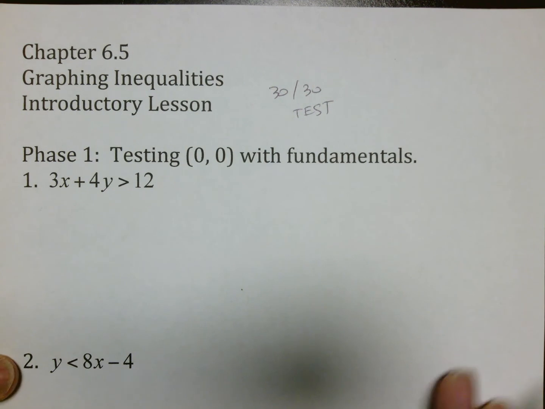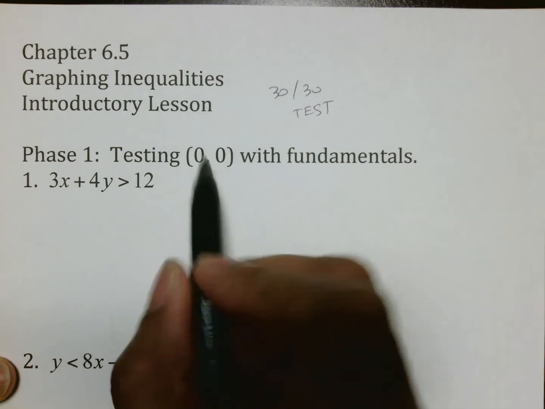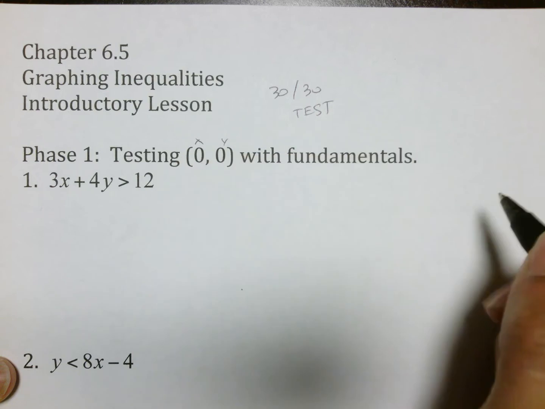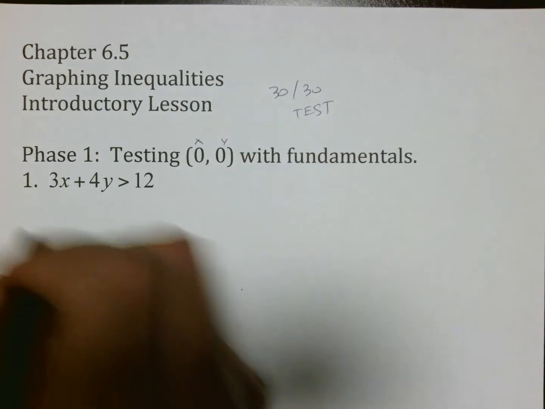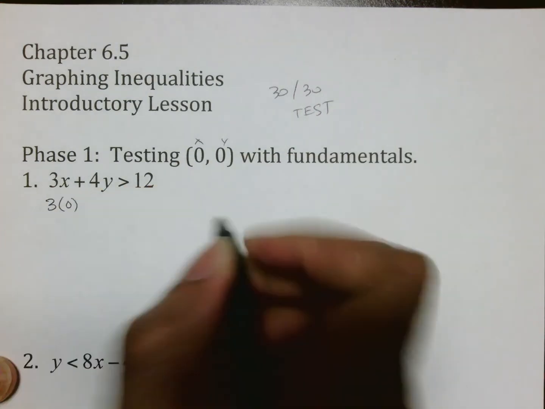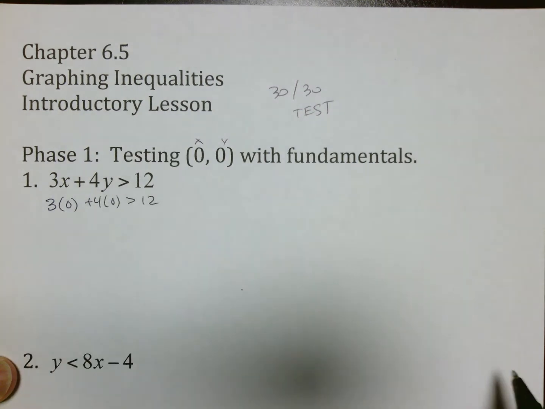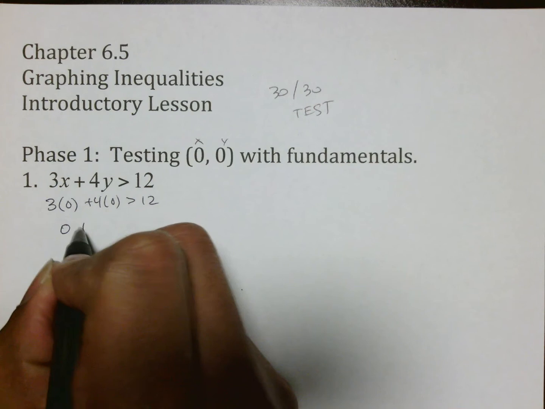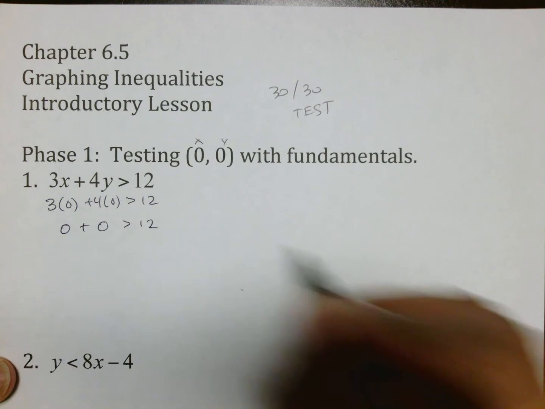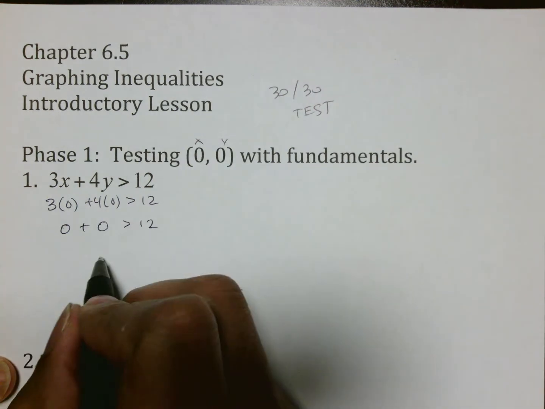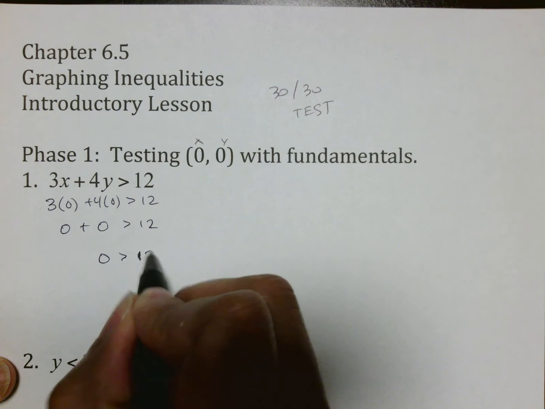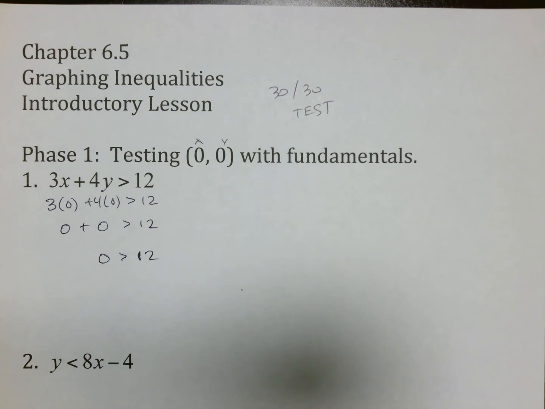Everything should be good. First thing we want to be able to do, and there's 5 phases if you haven't looked ahead. First phase is making sure we know how to test (0, 0) with fundamentals, and what that means is don't forget that this is X and this is Y. So write all this down. What you would do is you would put 3(0) + 4(0) > 12. This would then turn into 0 + 0 > 12, and of course 0 + 0 is equal to 0. And so your question here is, is this true or false?